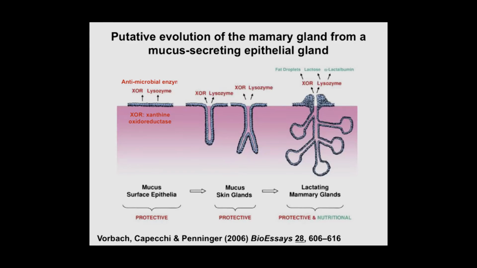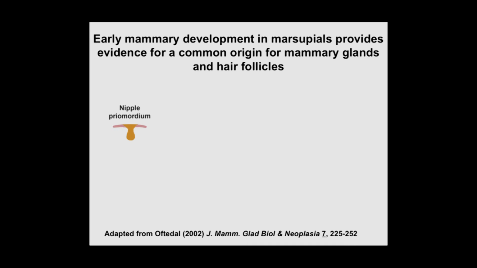It's also been shown that xanthine oxidoreductase has a secondary function in addition to its antimicrobial properties. It's also important in encasing fat droplets in milk and allowing their secretion. So these enzymes seem to have adopted additional functions that allow them to help in milk production. Another piece of evidence for a common origin for mammary glands and hair follicles came, as I already mentioned, from studies of marsupial mammary development.